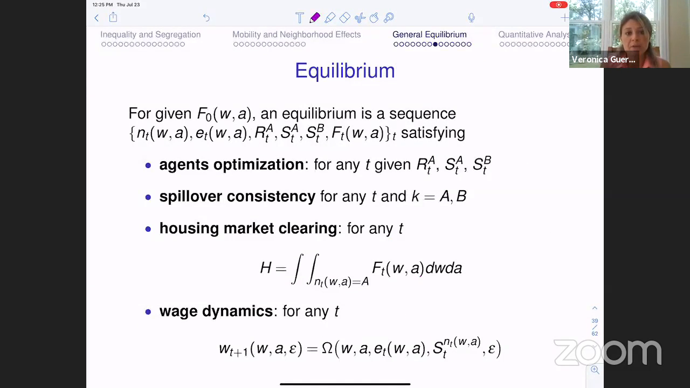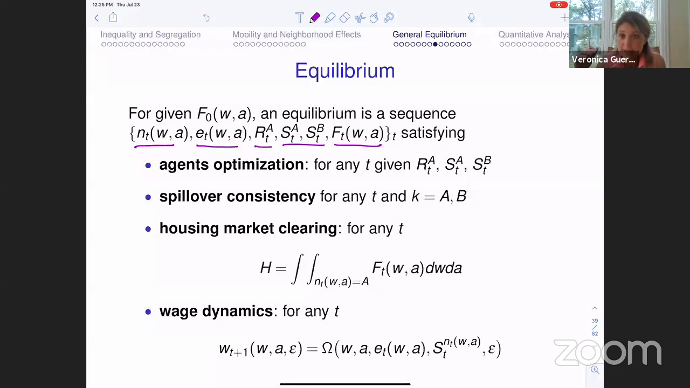So how do we define an equilibrium? For a given initial joint distribution of wages and ability, an equilibrium is going to be a sequence of neighborhood decisions, educational decisions, rental rate in neighborhood A, spillover effects in both neighborhoods, and joint distribution of W and A at each point in time, satisfying the agent's optimization problem that I've just shown you. This also satisfies some consistency in the spillover, so the spillover is endogenously determined according to the equation I just showed you. And it satisfies housing market clearing for neighborhood A.